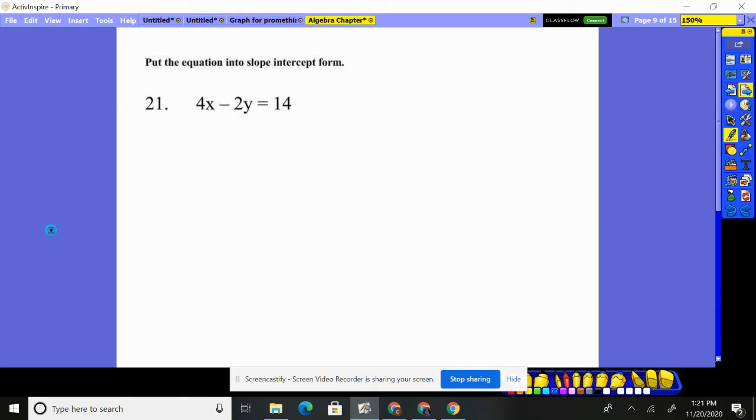That was easy enough. This one will be a little more challenging. We need, again, as always, to get the x over to the other side. So we subtract 4x. Gives me negative 2y equals negative 4x, because I want the x piece first always, and then the number back there, plus 14.